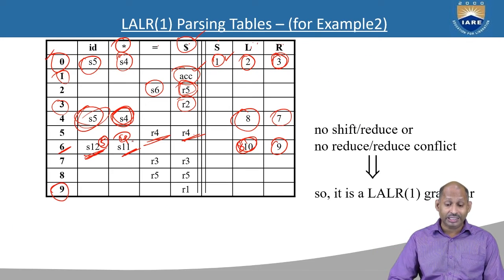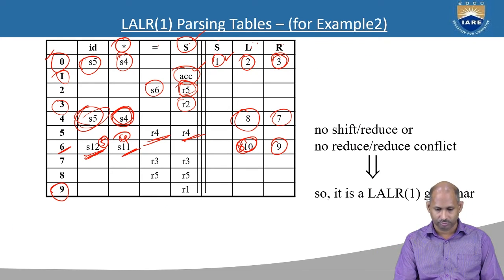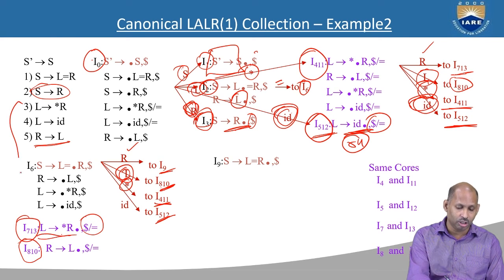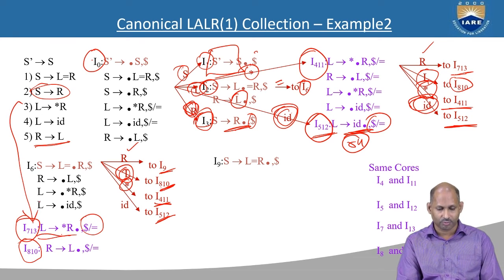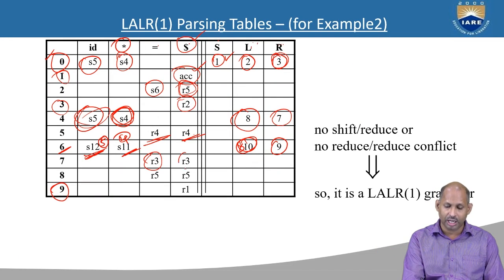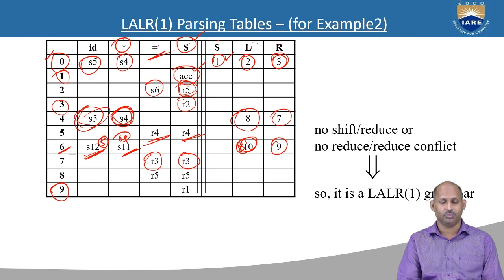Then what is 7? State 7 has a production followed by dollar and assignment. What is the production number? Third production. So R3 in assignment and dollar. Reduce by production number 3 in assignment and dollar.